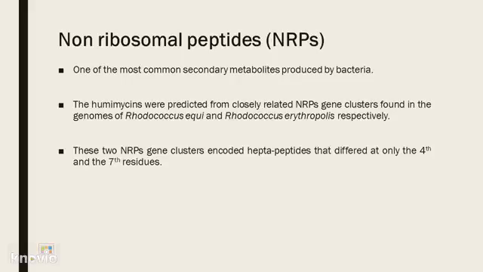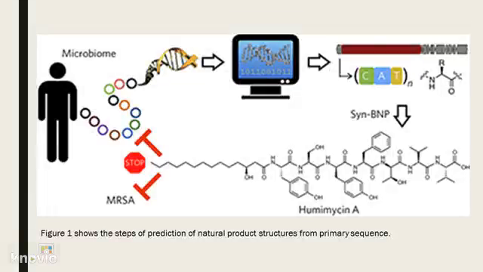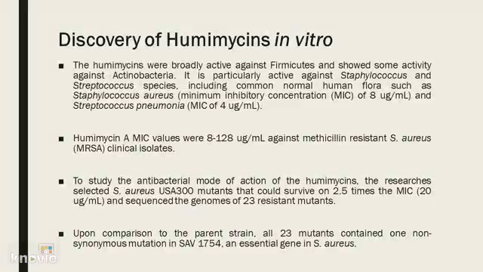What are non-ribosomal peptides? They are one of the most common secondary metabolites produced by bacteria. The humimycins were predicted from closely related NRP gene clusters found in the genomes of Rhodococcus equi and Rhodococcus erythropolis respectively. These two NRP gene clusters encoded heptapeptides that differ at only the 4th and the 7th residues. These figures show the steps of prediction of natural product structure from primary sequence.